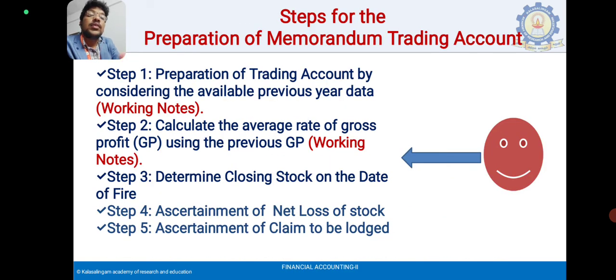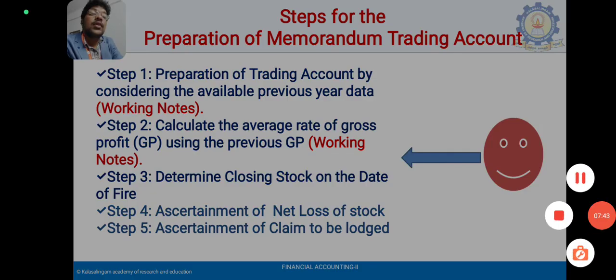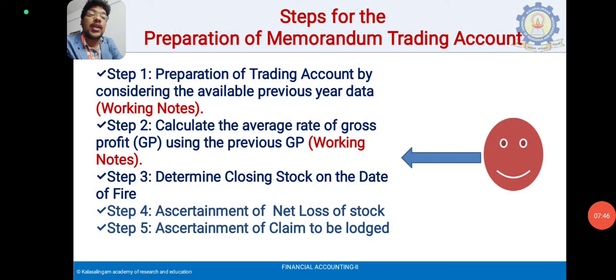So these are the various important terms that are generally used in memorandum trading account. Here, first we need to know the various steps for the preparation of memorandum trading account. Generally, there are 5 steps for the preparation of memorandum trading account.